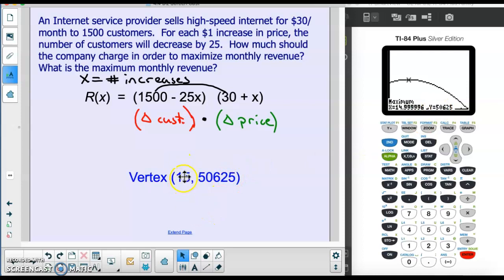Now, x is the number of changes. So 15 is the number of changes. 30 plus 15 is the price. So $45 would be the price. And the maximum revenue would be $50,625 per month.